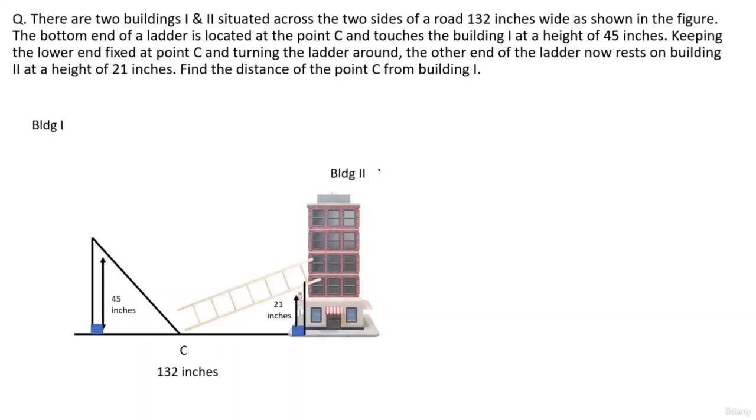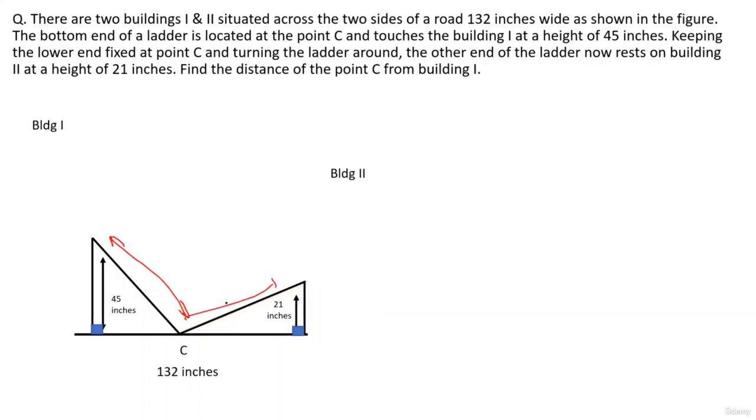As you can see, I can clearly observe that the ladder ka length will remain the same, and the ladder ka length is nothing but the hypotenuse of these two right angle triangles, right? So I can just call these two hypotenuses as L, the lengths of the ladder. Now we want to find this length A, guys. You can see it flashing on the screen right now, the length A, the distance of C from the first building. So I'm supposed to find this length A. Now guys, from the question, the length of the road is 132 inches. Usme se A is the distance of C from the first building, right? So what is the remaining length? 132 minus A.